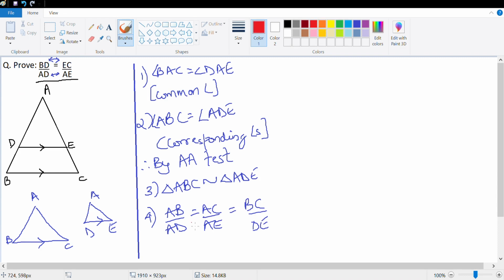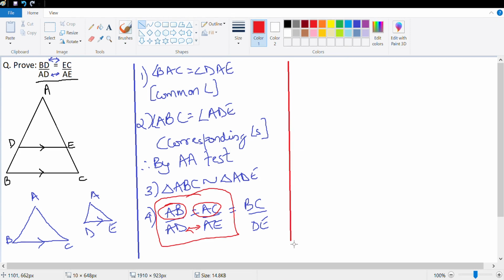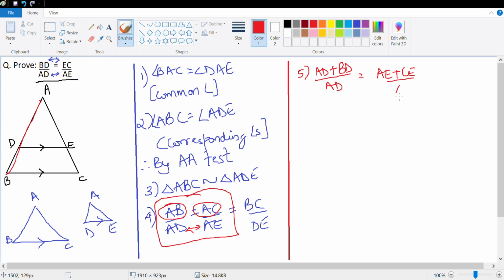Let's look at what we need to prove. I have AD and AE, and I have to convert these two. Let's see what I can do from here. Good. AB, which is the numerator here, is made up of AD and BD. So let's write AB as AD plus BD, and in the denominator is AD. The second term becomes AE plus CE upon AE.